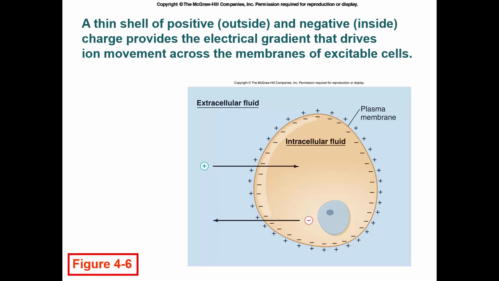If you took all of the charges of all of the ions inside and outside the cell, there would be more positives on the outside and fewer on the inside, and that means that this is more positive and this is more negative. And that's what that's saying.